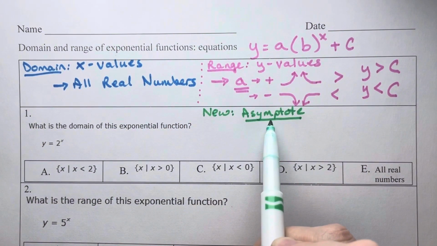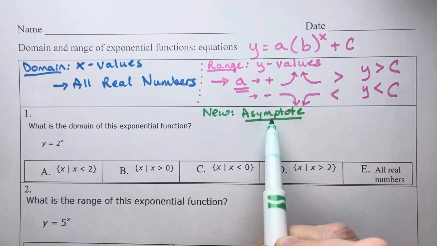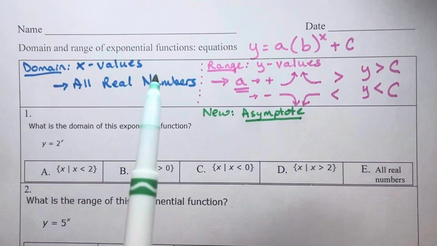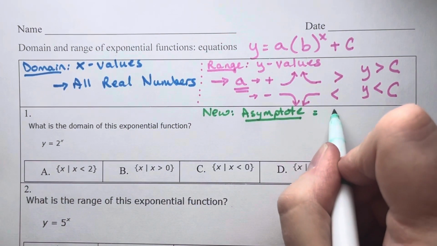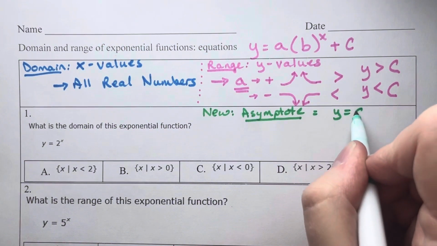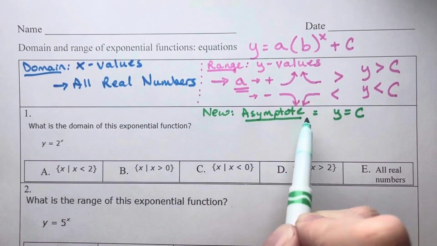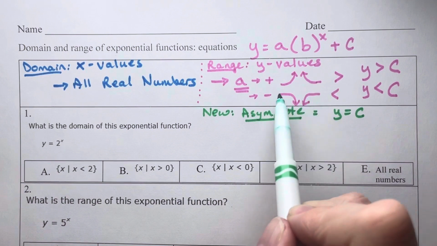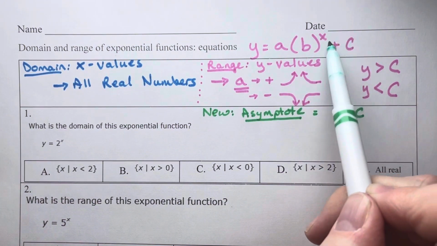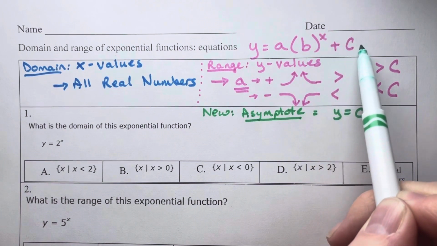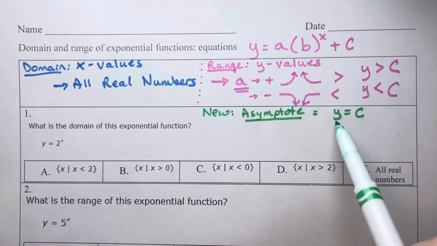So something new just to keep in mind. If you are asked to determine what is the asymptote for any given equation for an exponential function, then you can quickly say that it will be y equals c. That is your asymptote because that is where your graph bottoms out. And again, if there is nothing here at the end of your exponential function equation, then it would be y equals 0.